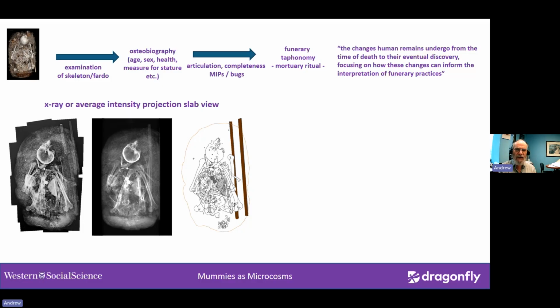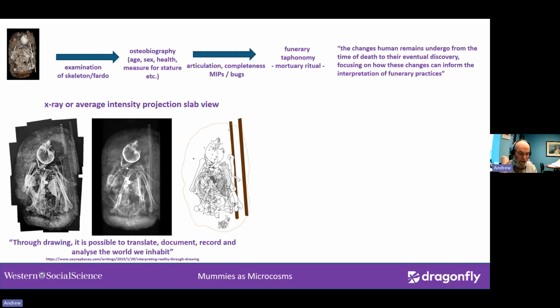And people often say, well, you've got a picture, why do you need to do a drawing? And the answer is that a drawing forces you to interpret what you're seeing on the slab view or on the X-ray. It's very easy to look, oh yeah, I got a femur and a tibia and stuff like that. But if you actually go through the process of drawing the individual bones out, then you gain a much better understanding of the orientation of bones.